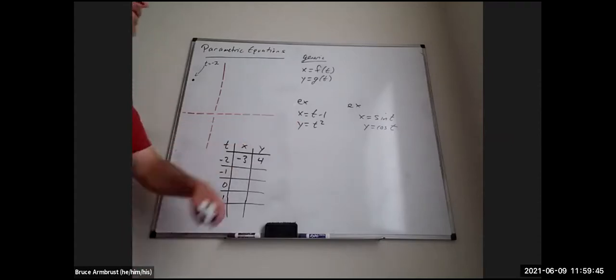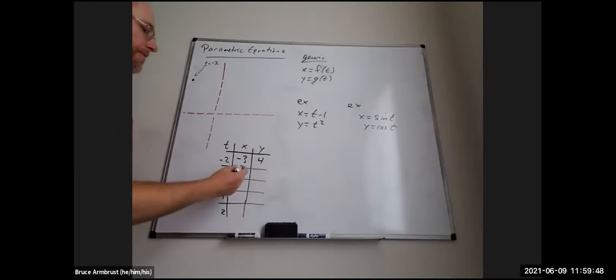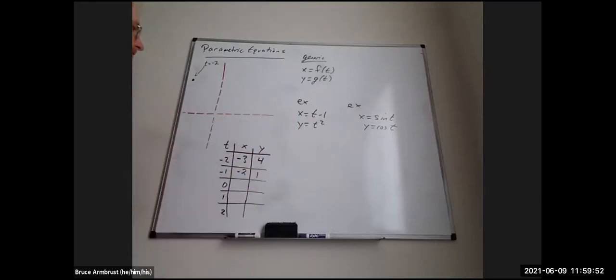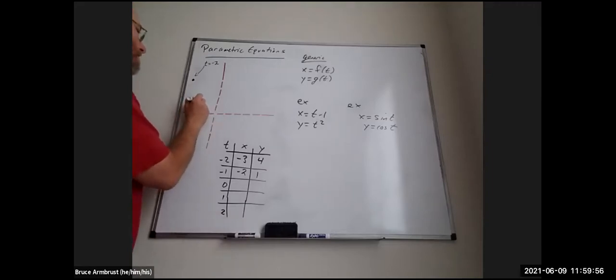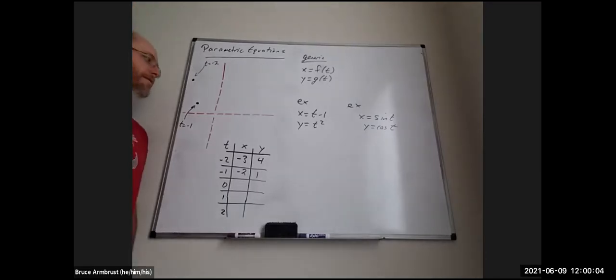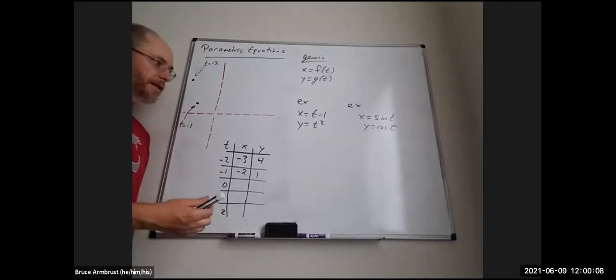All right, so plug in -1. -1 minus 1 is -2. -1 squared is 1. Okay, so there's a point over here at -2, 1, and that corresponded to t equals -1. All right, well, let's just keep going.